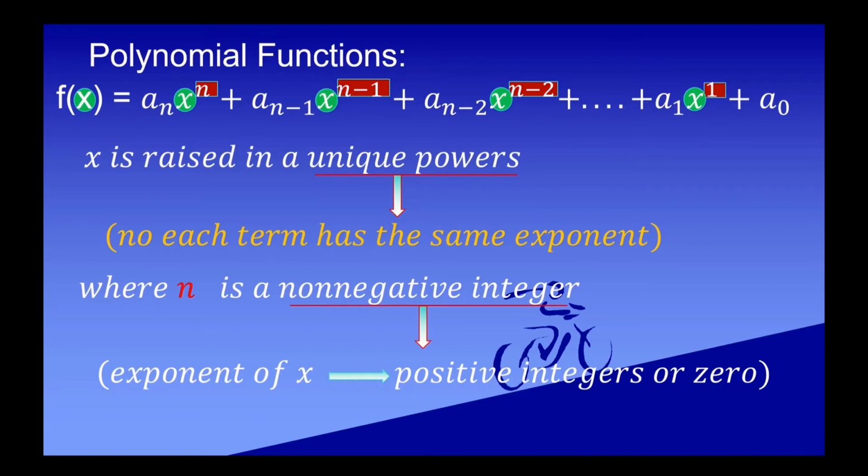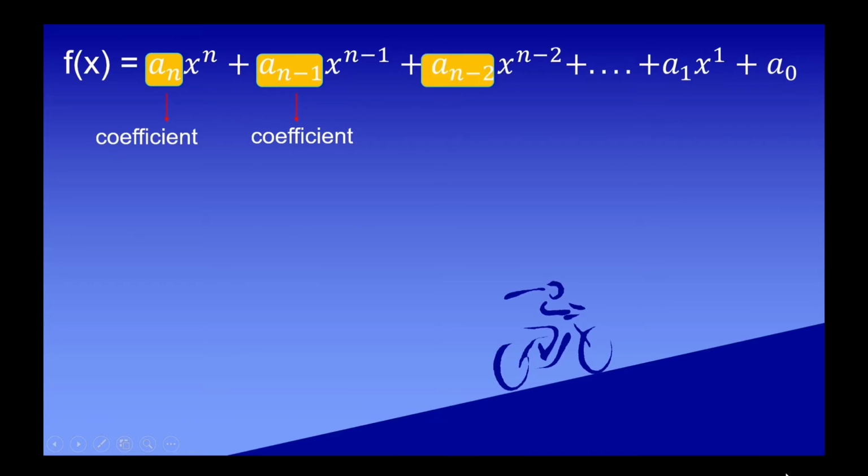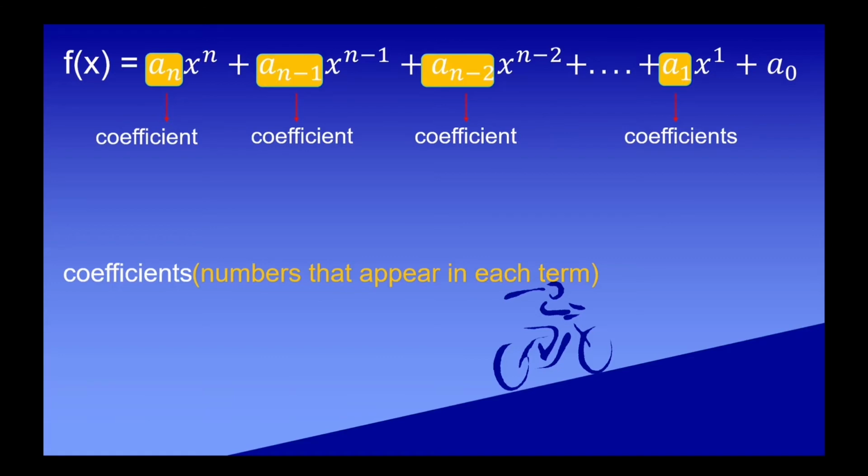We have also other components of the polynomial function. These are the coefficients in each term. In our first term, we have the coefficient a_n. In the second term, a_(n-1), and so on. A coefficient is a number multiplied by x, or a number placed before x. So the coefficients are the numbers that appear in each term.